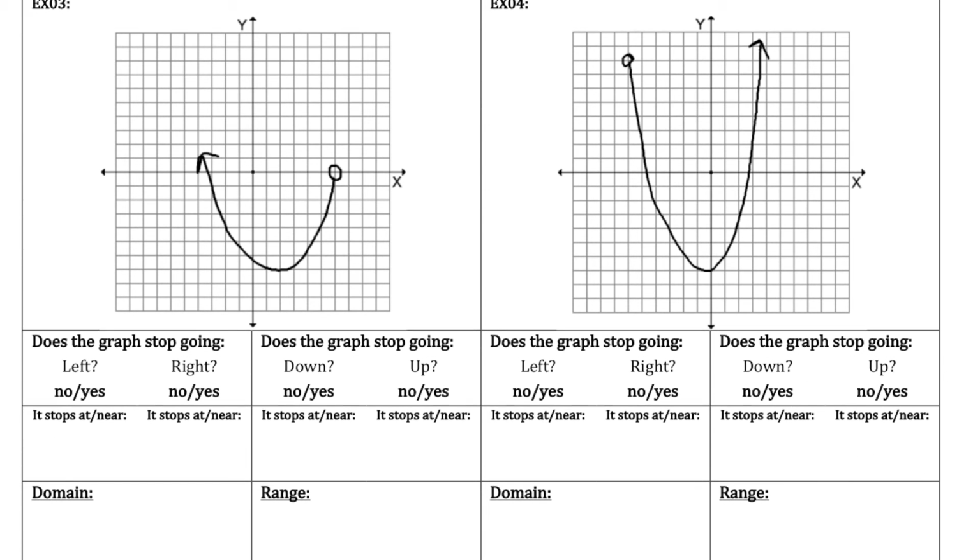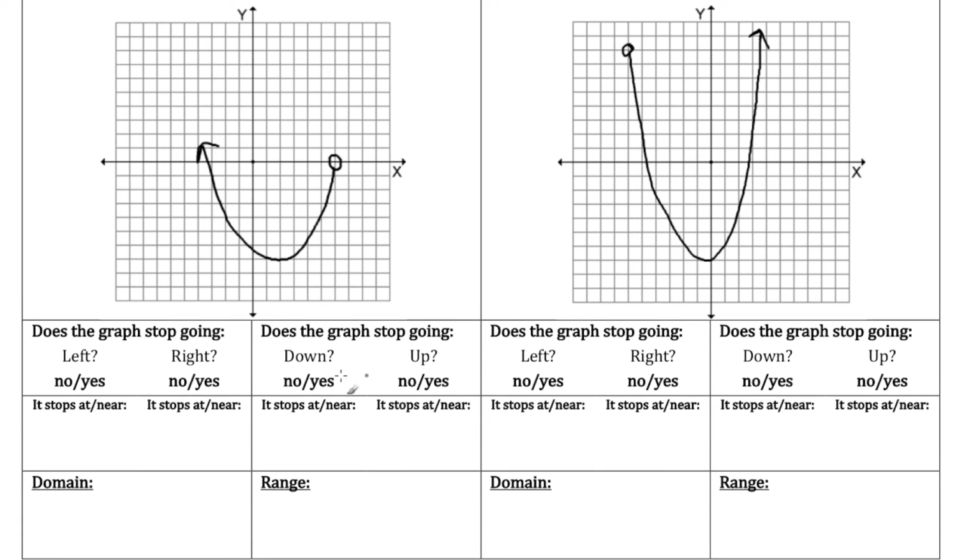Okay, so let's look at example 3 and 4. These look slightly different. Let's talk about the domain first, about left and right. Does it stop going left? No. Does it stop going right? Yeah. So 1, 2, 3, 4, 5, 6. I'll put 6 here. It gets really close to 6, but it never hits 6. So for x, the only limitation is 6, and everything is to the left of 6, so everything is less, and it never touches that. That's never a point, so it never gets to 6.